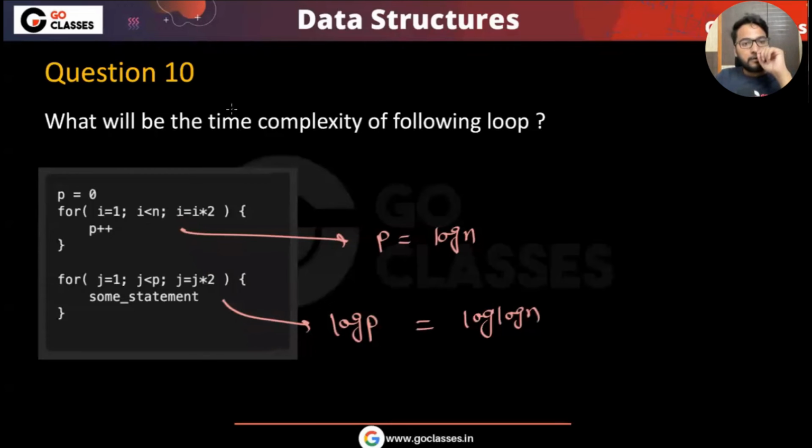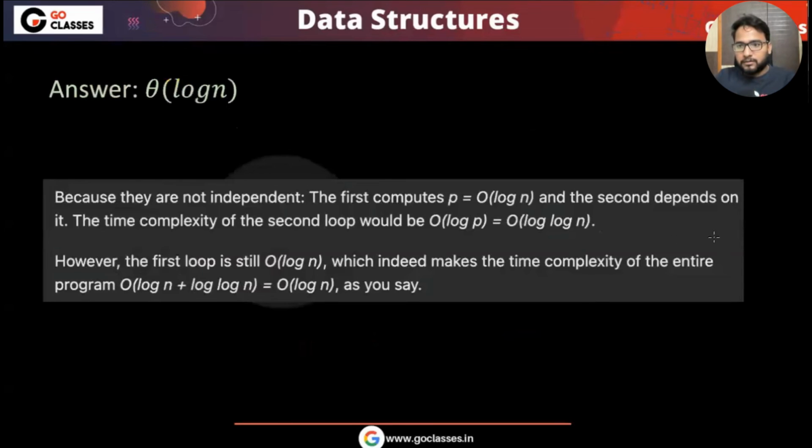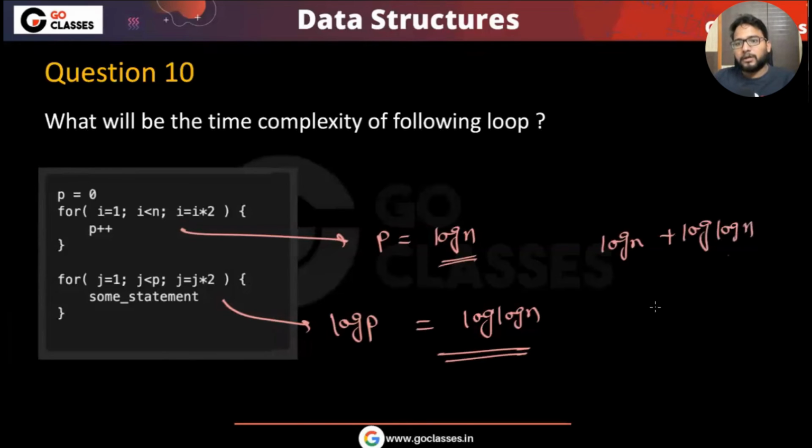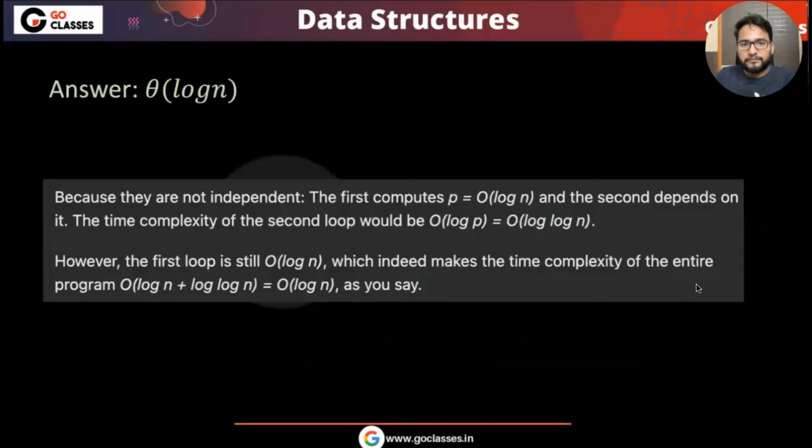Log of p. Yeah, I think we are right. Sorry, log n is the answer complete plus log of log n, which is finally log n only. I mean, they're asking for the time complexity for this program. Yeah. So that's why log n is the correct answer.